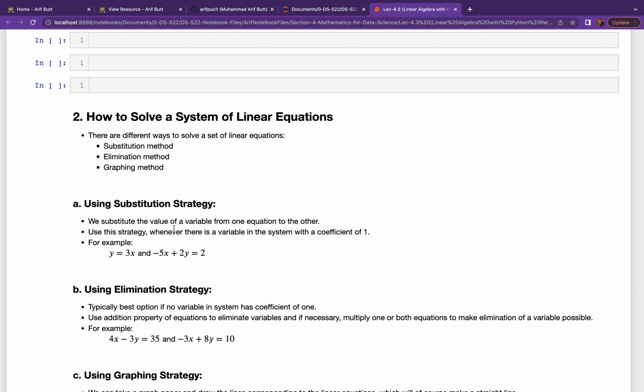However, using the substitution method, if you consider these two equations having two variables, you can easily substitute the value of y from equation 1 in equation 2 to get the value of x, which we can later put in equation 1 to get the value of y. So this is the substitution strategy. On the contrary, in the elimination strategy, we add or subtract the two equations to eliminate variables. And before doing that, we may need to multiply one or both equations with some scalar values.